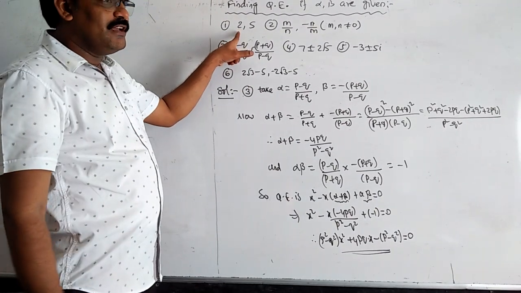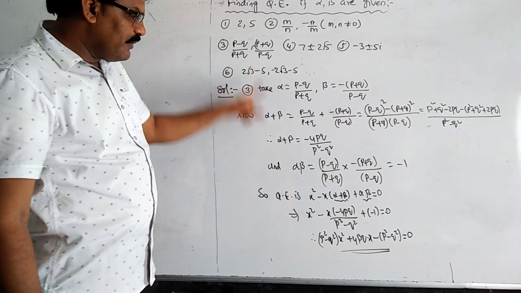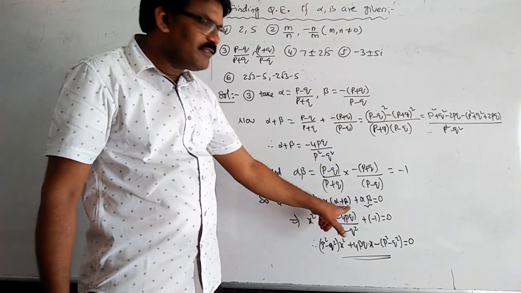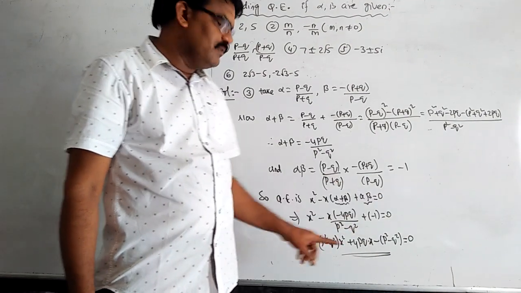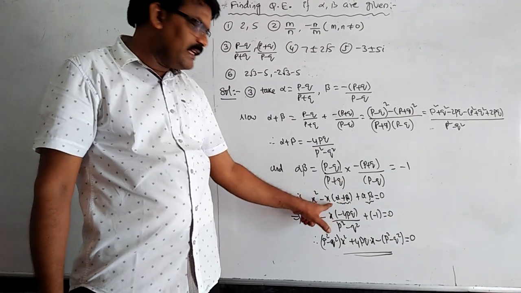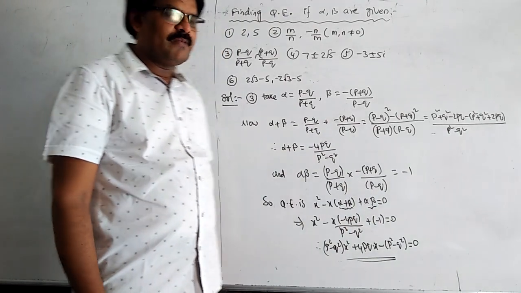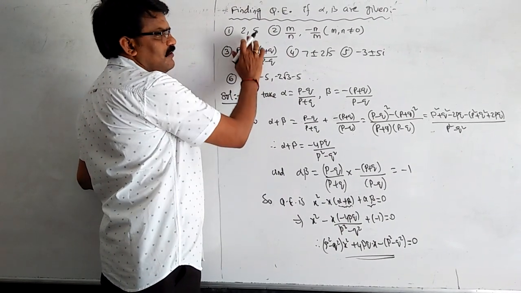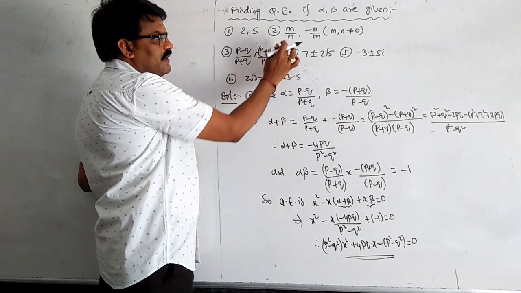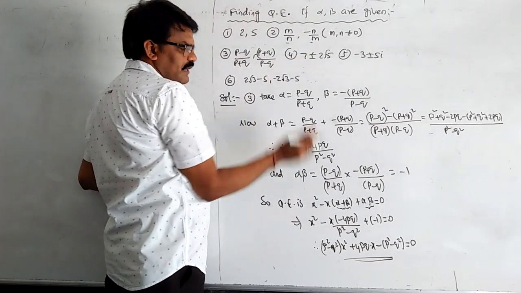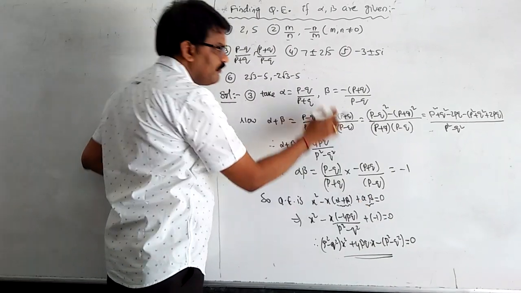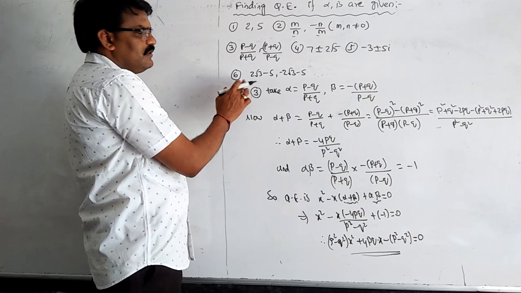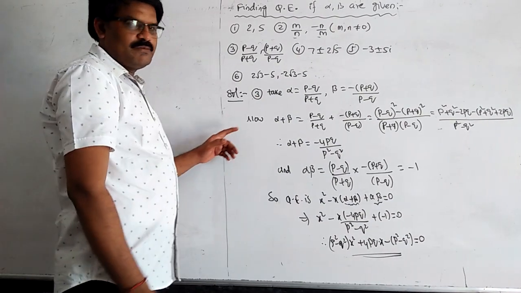Simply, suppose alpha is 2 and beta is 5, directly we can say that the quadratic equation is x square minus x into 2 plus 5, plus 2 into 5, is equal to 0. That is x square minus 7x plus 10 is equal to 0. So, just find all the quadratic equations by taking this as alpha and this as beta, substituting alpha plus beta and alpha beta values, and check the answers in your textbook.